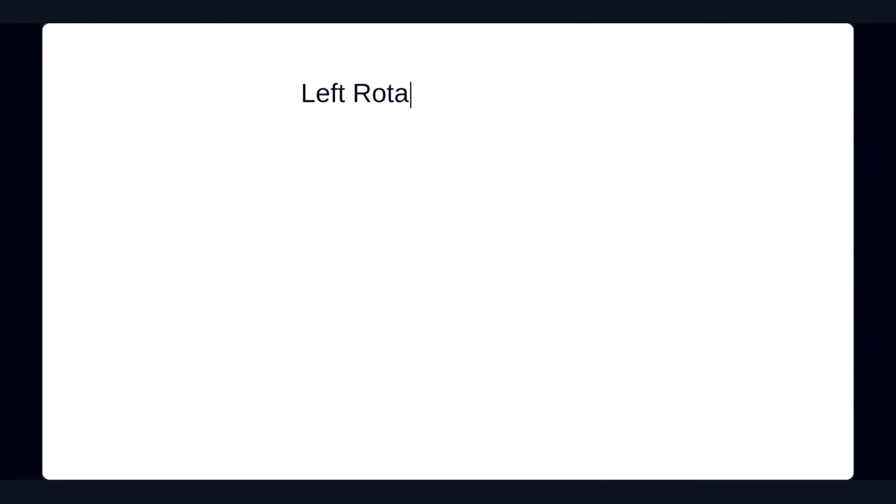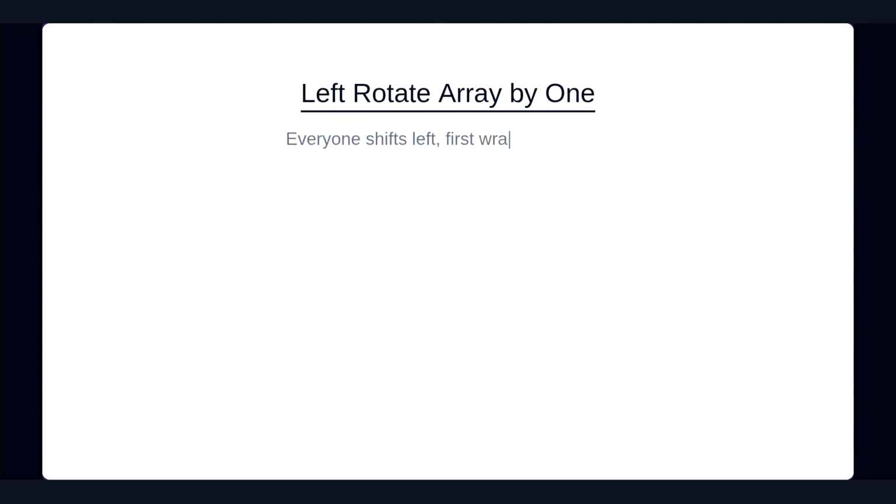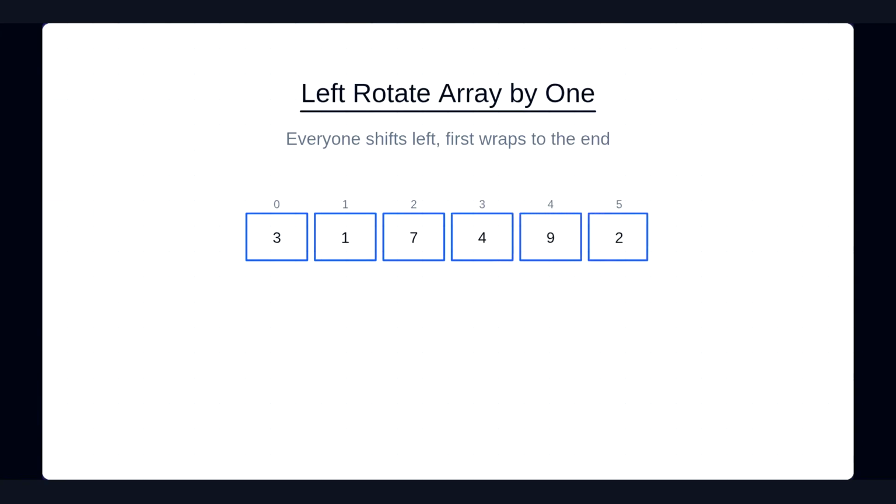We want to rotate a list one step to the left. Every element moves into the slot on its left, and the very first element, having nowhere to go, wraps around to the back. So 3, 1, 7, 4, 9, 2 becomes 1, 7, 4, 9, 2, 3.